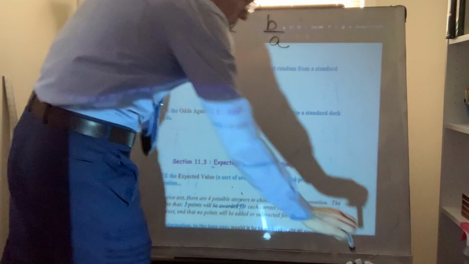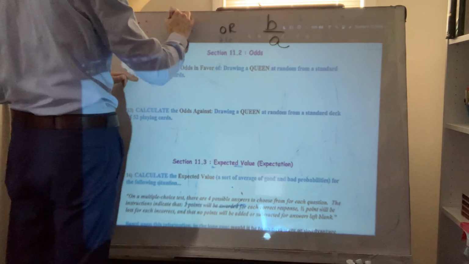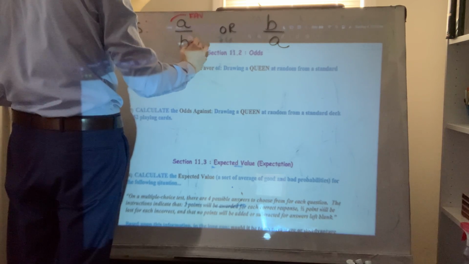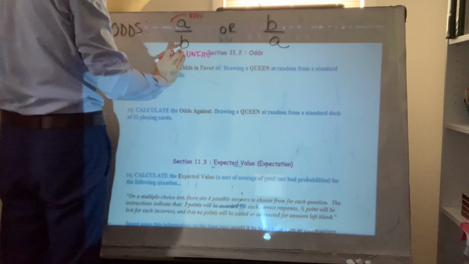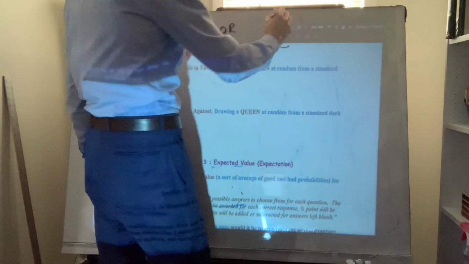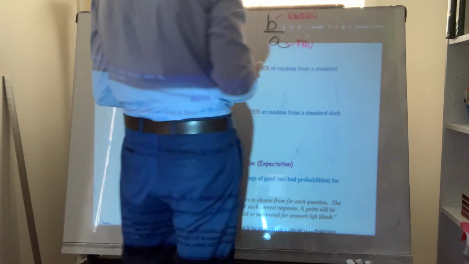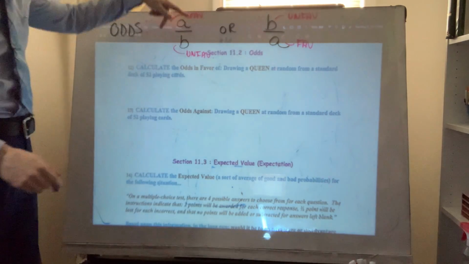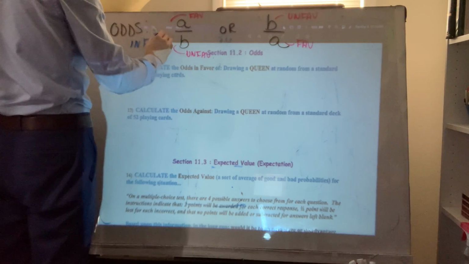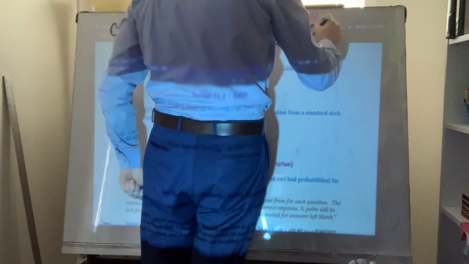Now, what is the difference between odds and probability? When you're discussing things from the perspective of odds, what you have is favorable over unfavorable, or you can have that ratio switched. So you have unfavorable on top and favorable on the bottom, right? In this orientation of favorable on top, this is odds in favor. When you have it in this orientation, this is odds against.